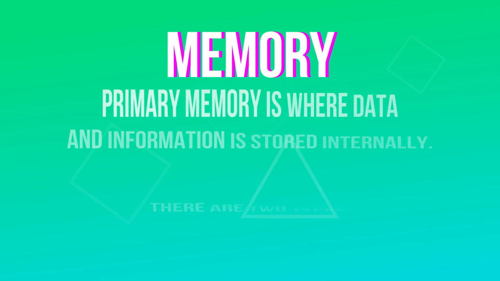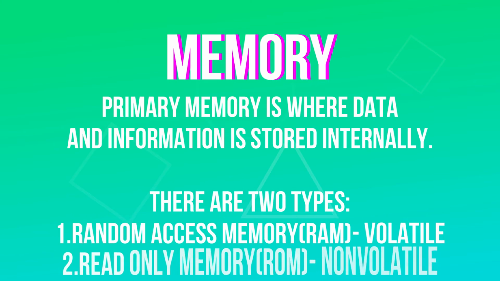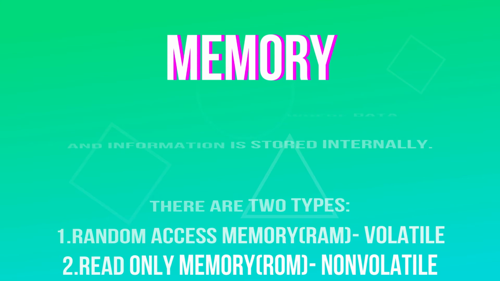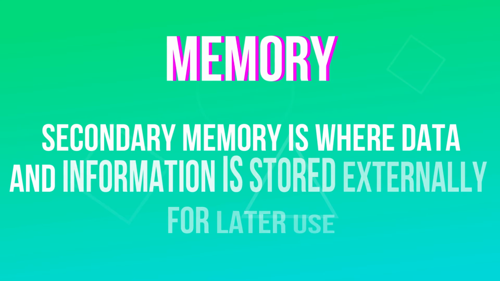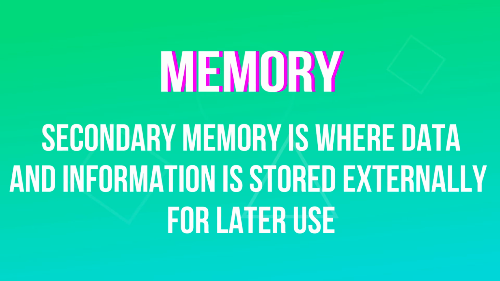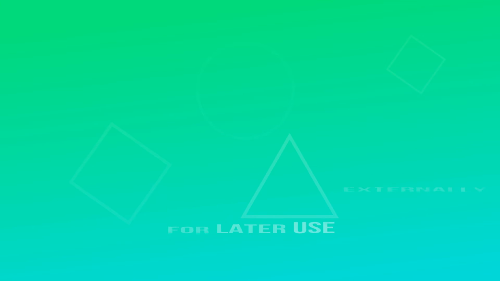Primary memory is where data and information is stored internally. There are 2 types, random access memory, known as RAM, which is volatile, and read-only memory, known as ROM, which is non-volatile. On the other hand, secondary memory is where data and information is stored externally for later use.